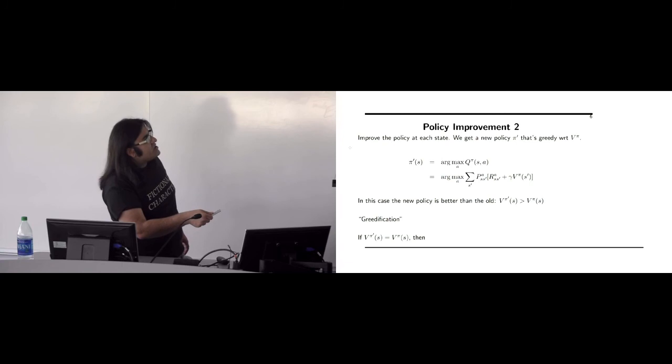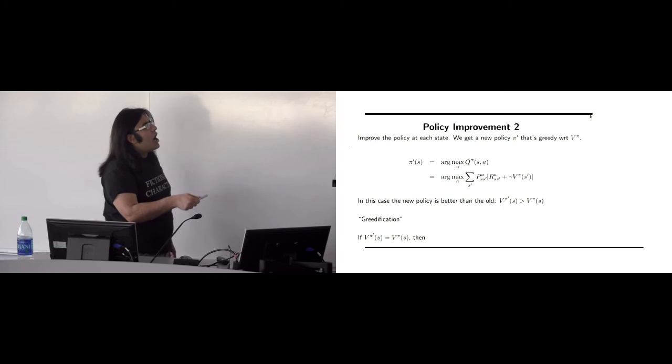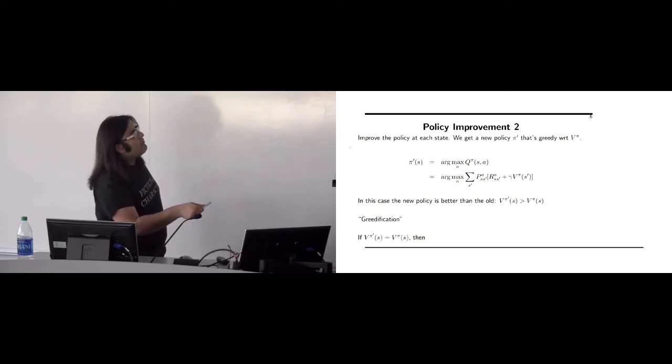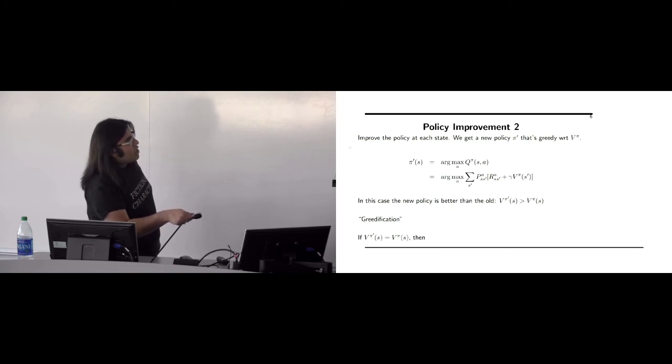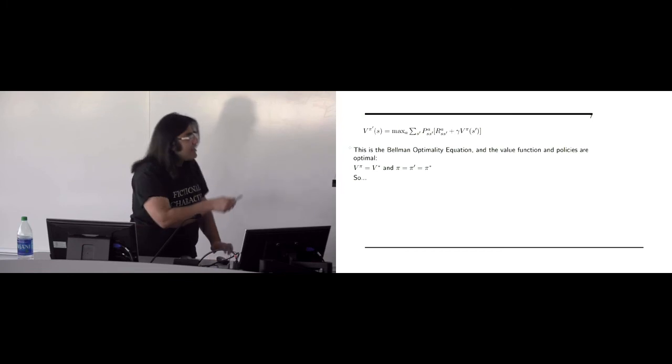We get a new policy pi prime that's greedy with respect to v pi. Pi prime of s is arg max over a. It means find the action that maximizes this value here, and this is the equivalence. We've already derived this equivalence in previous slides. In this case, the new policy is better than the old one, and then we keep going from there.